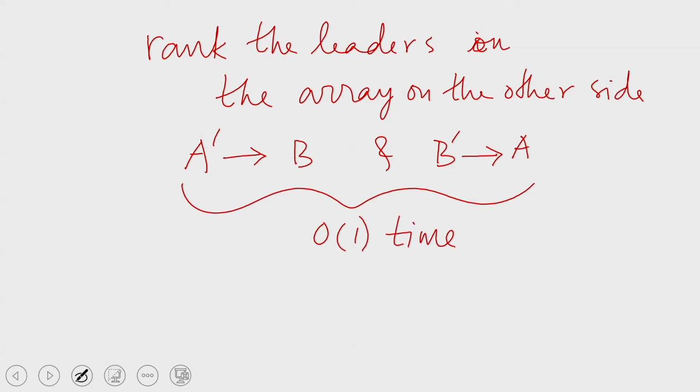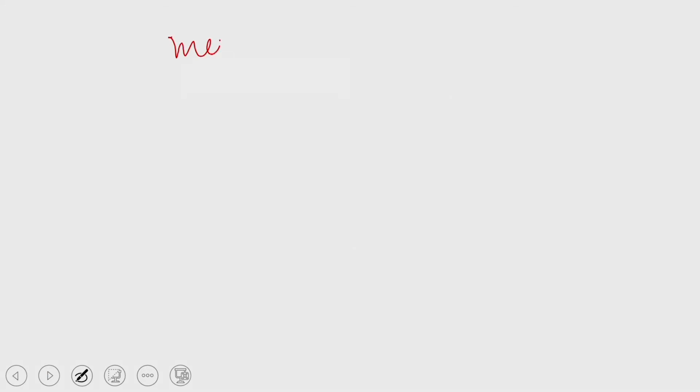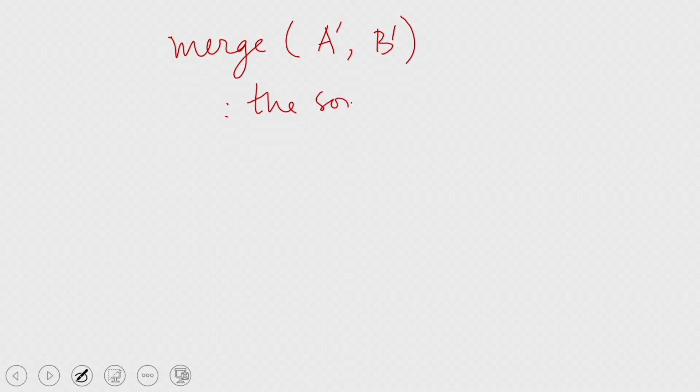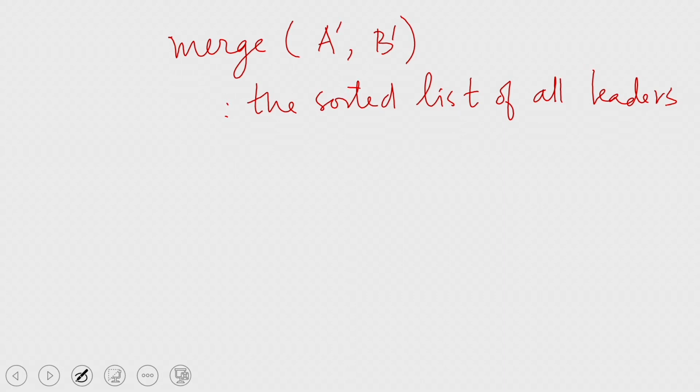So, now we have accomplished two things. One is that the merge of A prime and B prime, which is the sorted list of all leaders, is obtained. This we have achieved in order one time. The moment we cross rank the leaders, we have merged them. So, we have the sorted list of all leaders. So, with one processor per leader, we can form this array easily. So, this is in fact an array, not a linked list. So, to be precise, I should say this is a sorted array of all leaders.